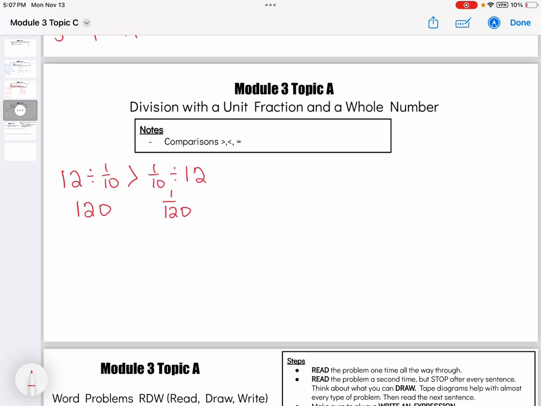Something else they may see is 7 divided by 8 and 7 times 1/8. I know 7 divided by 8 is 7/8, and 7 times 1/8 is 7/8. So these are in fact equal. So this is something you really should practice.